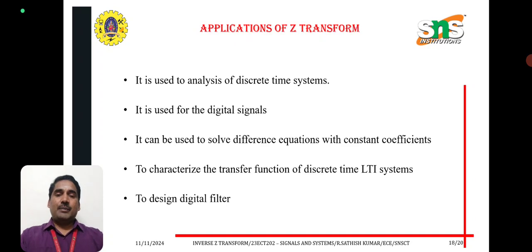Now we can see the applications of Z transform. It is used for analysis of discrete time systems. It is used for digital signals. It is used to solve difference equations with constant coefficients, to characterize the transfer function of a discrete time LTI system, and to design a digital filter.